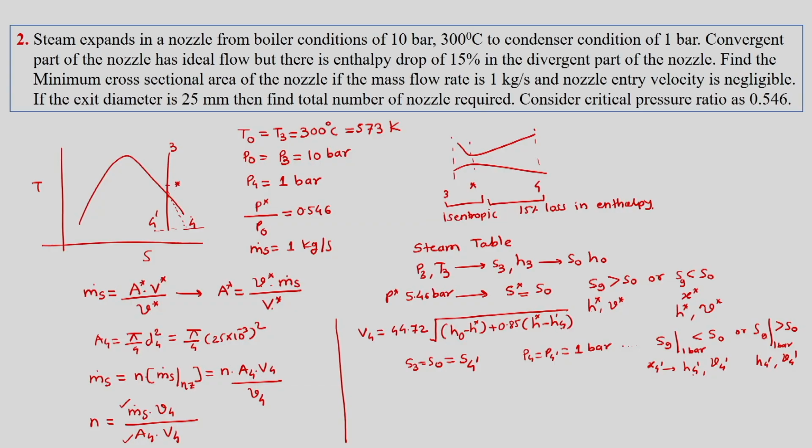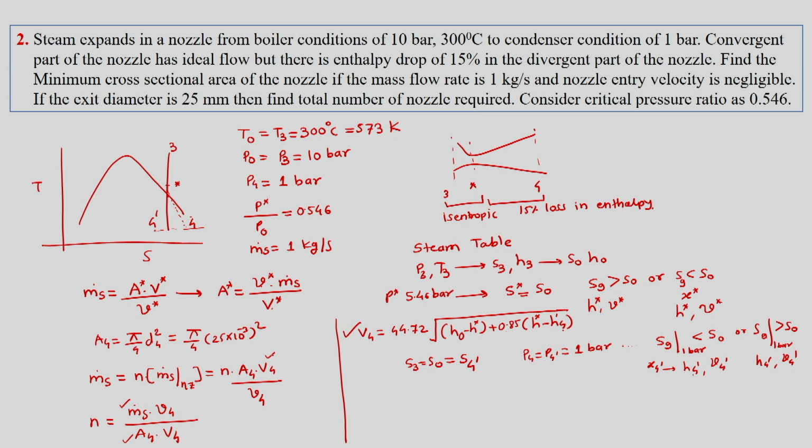I will put this h4 dash here, and then I know what is the velocity at the exit of the nozzle. Once I know velocity, I can put that velocity over here. I knew area, I should know now V4. So there is a way by which we can find out V4. We know now there is 15% loss in the divergent section.